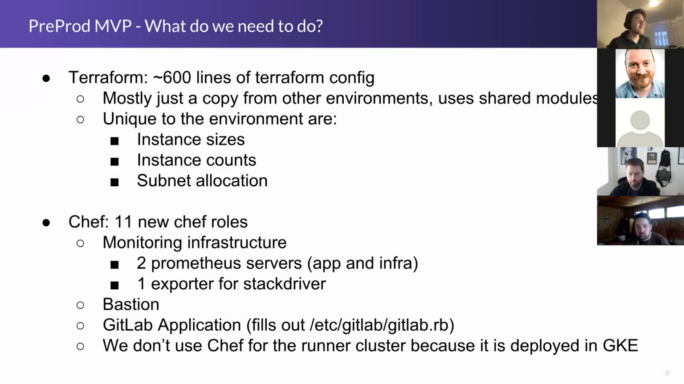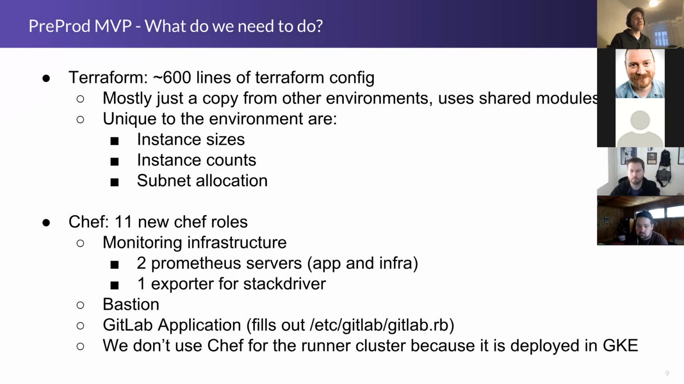So I'm going to talk about what we need to do to create this very simple environment, and it's going to be broken down into a few bullets. We're going to start off with Terraform. It's about 600 lines of Terraform config. That sounds like a lot, but it actually isn't that much because we use shared modules, and this is just a copy and paste from other environments.